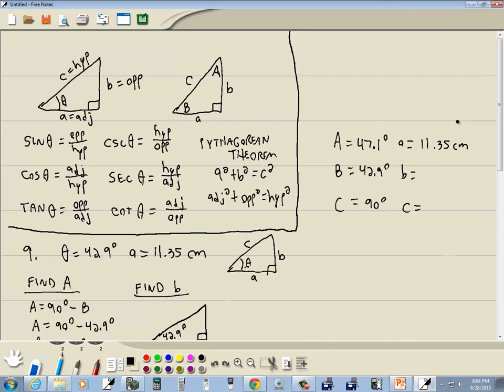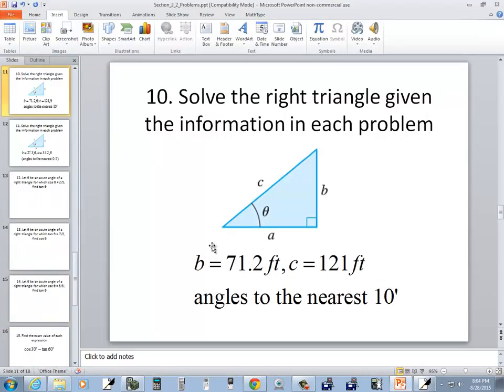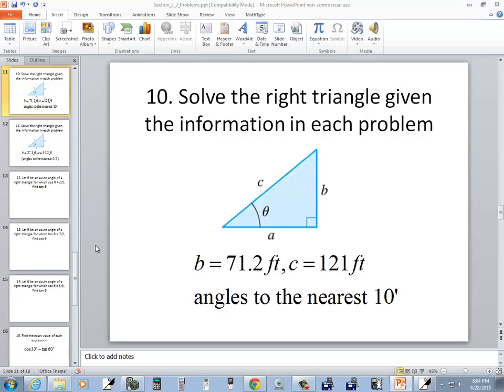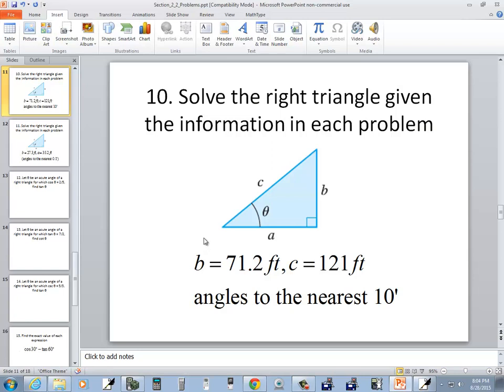These problems take a little bit. Okay, so problem number 10. We got this one. We're given B is equal to 71.2 feet, and C is equal to 121 feet. And solve the triangle, with angles to the nearest 10-minute mark.